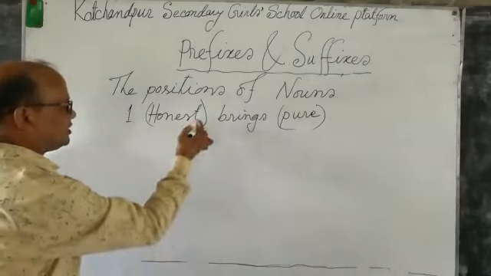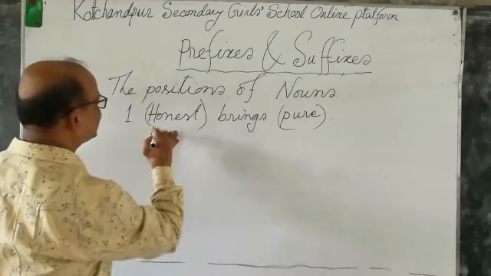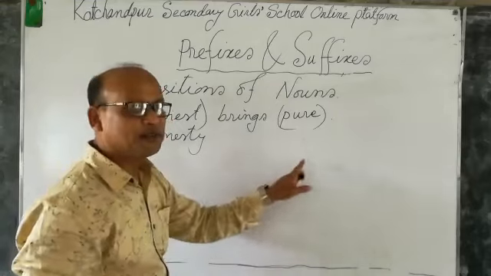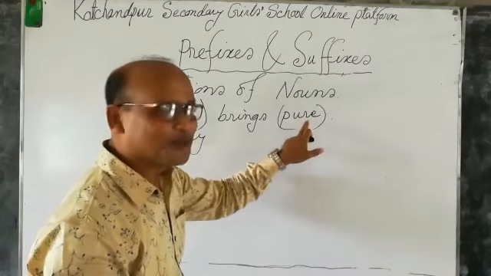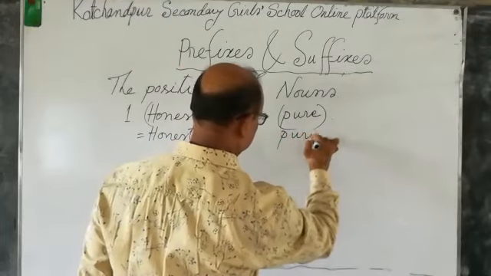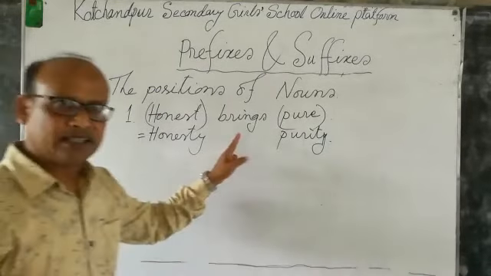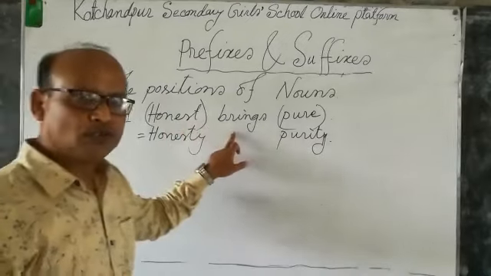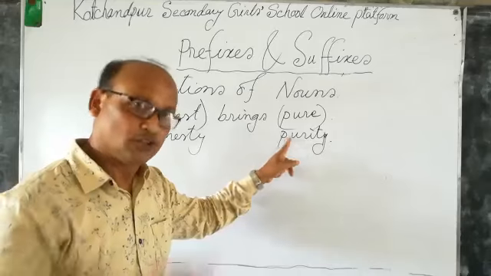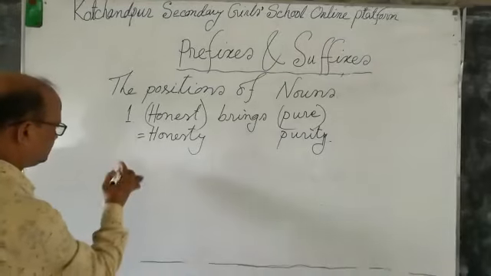And what is the noun form of honest? Honesty, yes, honesty. Honesty brings purity. The noun form of pure is purity. Very good. Then we have learned that nouns are used as subject and object, also complement of transitive verbs.